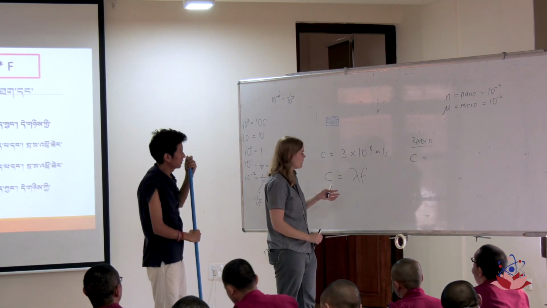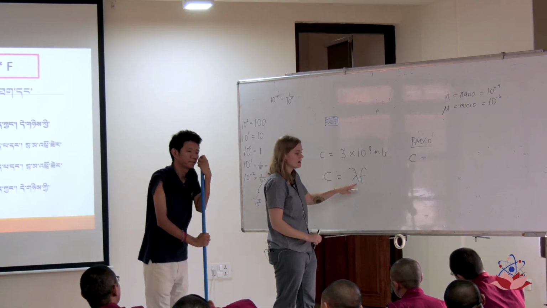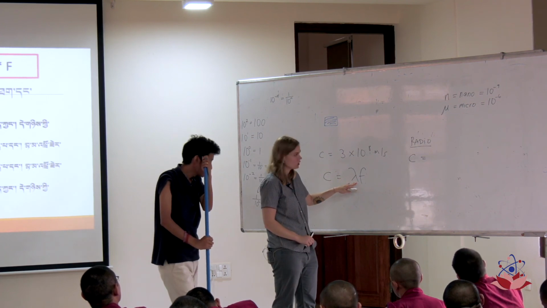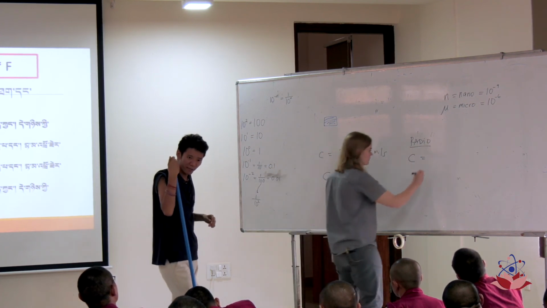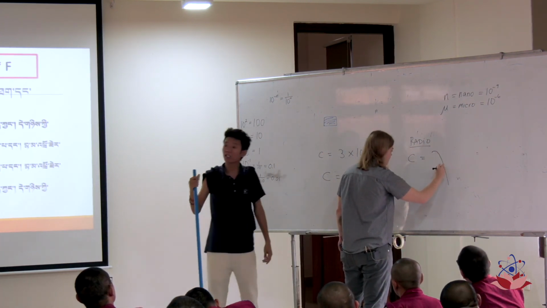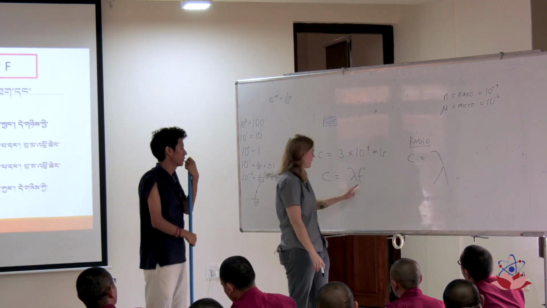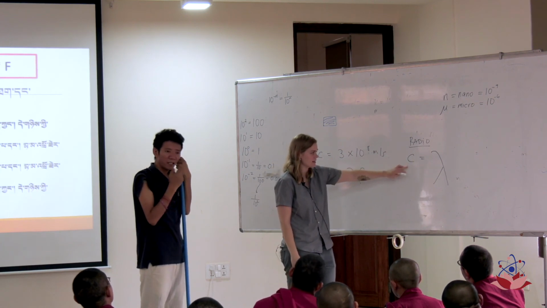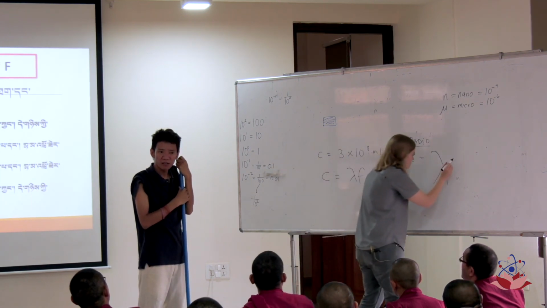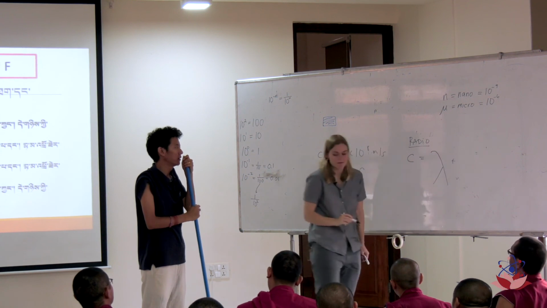So one way to think about this is for a radio wave, this number is very large. So if this is large, what has to happen to this number to keep this the same? Has to be very small.